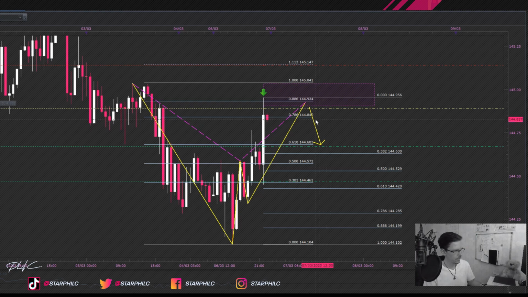And all I'm trying to do with these pattern formations is look for little reversals out of the market here. Okay, that's why after 886 we're trying to look for a little move down to the 382, and if we get a little bit further at the 618, then that's terrific.